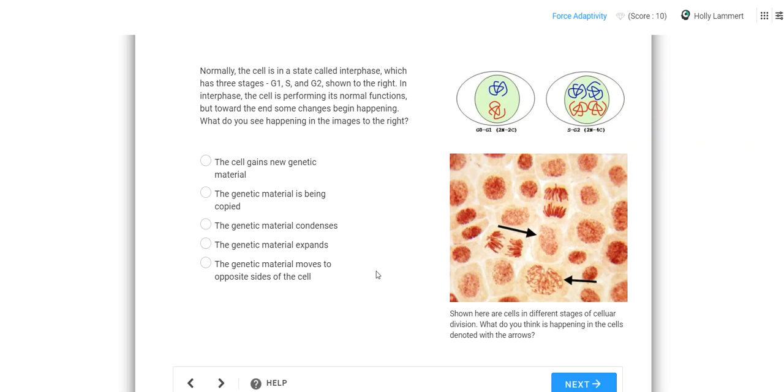What do you see happening in the images to the right? So I see that on the left, there is one blue swirly bit, that's the DNA, and one red swirly bit, that's the other chromosome. So we have two different chromosomes. And then over here, I see that there are two of each type. So what must have had to happen between these two? Here, that one seems right. The genetic material is being copied.